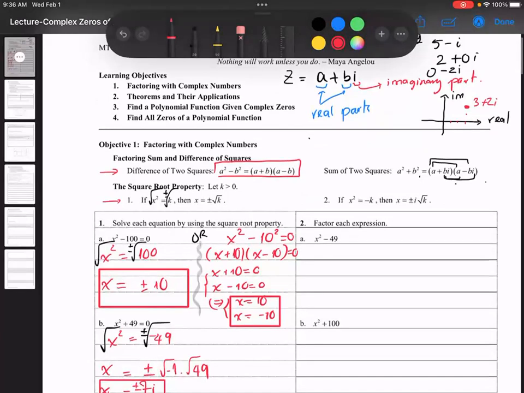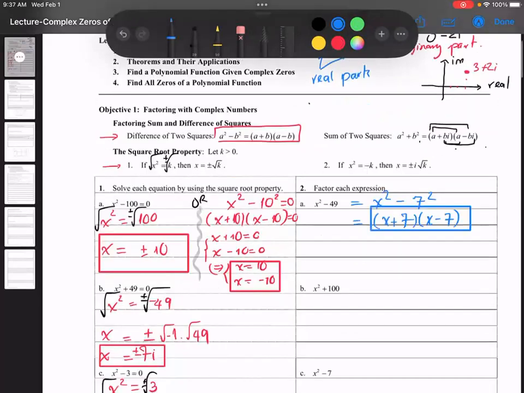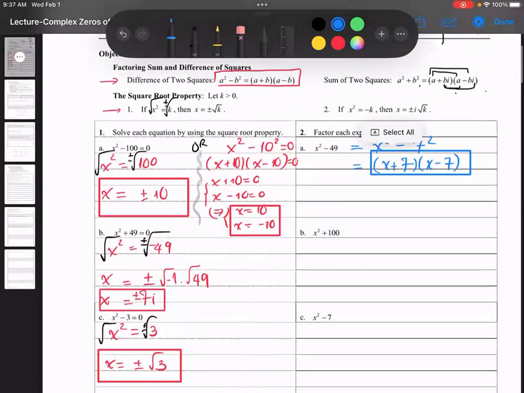Someone factor the first one for me. Very good. I'll write that step as well. And how about the second one? Anyone have the answer for the second one? Close. Close.